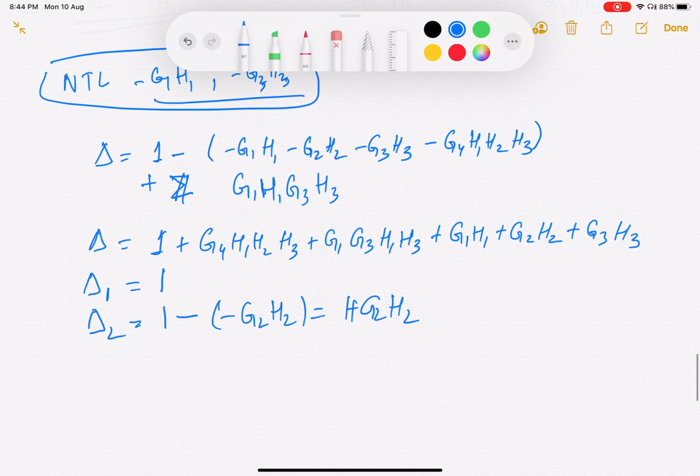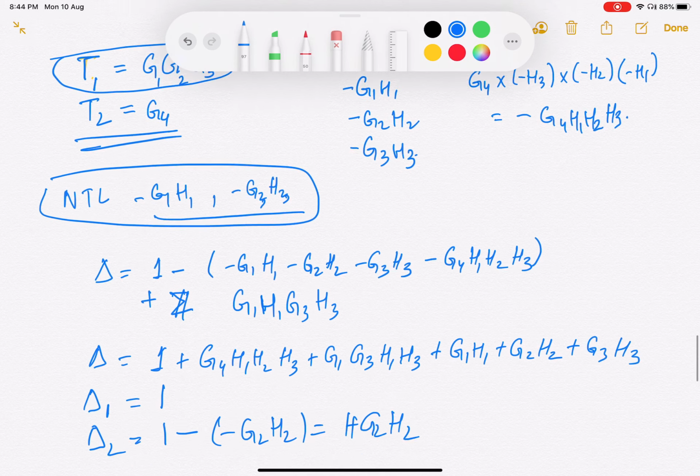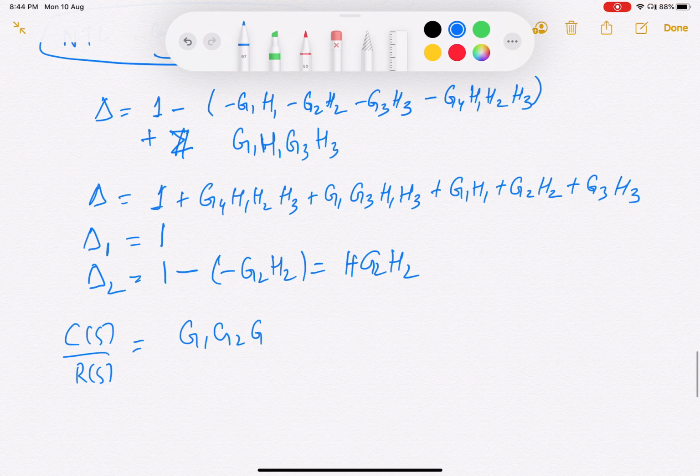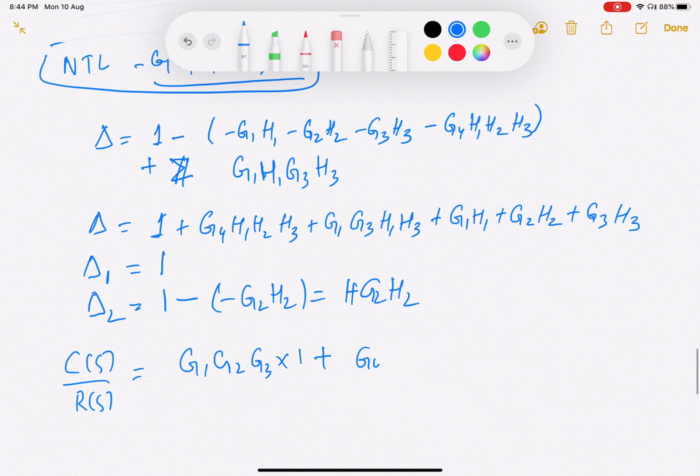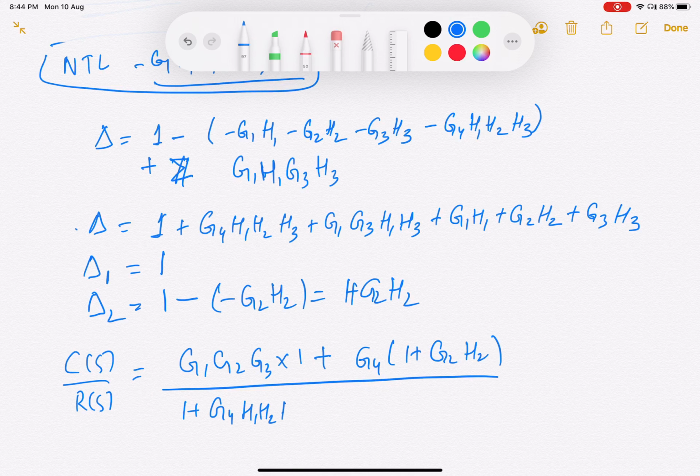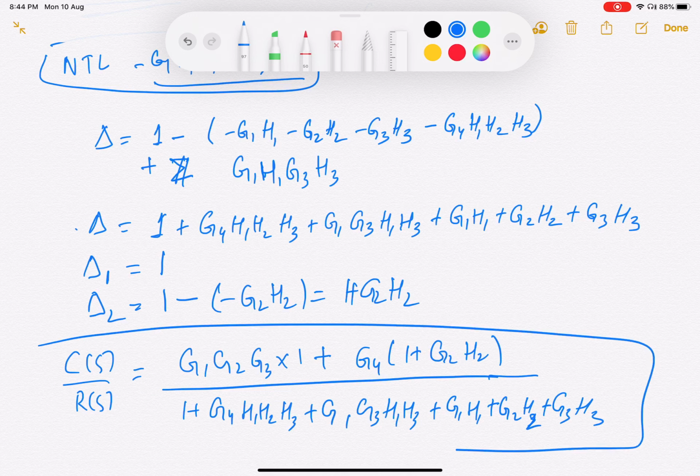So now what is my CS by RS? What is my transfer function? T1 into delta 1, where T1 was G1, G2, G3, so G1 G2 G3 into 1, plus T2 into delta 2. And what is T2? T2 is G4, so G4 into 1 plus G2H2, divided by delta. And delta is given here. Delta is 1 plus G4 H1 H2 H3 plus G1 G3 H1 H3 plus G1 H1 plus G2 H2 plus G3 H3. So this is your CS by RS.